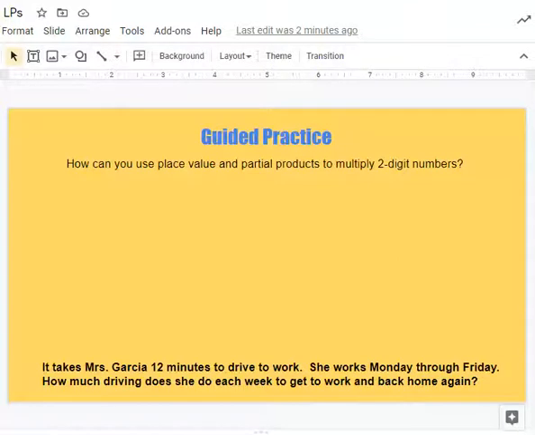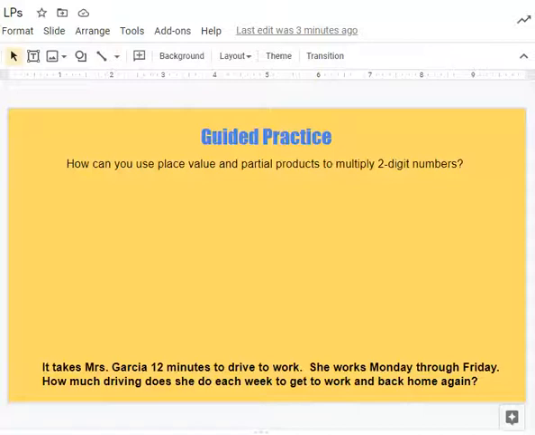Guided practice. How can you use place value and partial products to multiply two-digit numbers? If you break your two-digit numbers up by place value, you will have the value of the tens place and the value of the ones place, and then you multiply that by the value of the tens place in the other number and the value of the ones place in the other number. Breaking it up makes it easier.